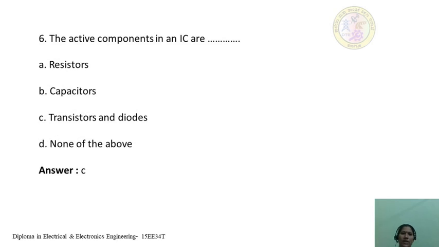The active components in ICs are option A, resistors, option B, capacitors, option C, the transistors and diodes, option D, none of the above. The option A, resistors, is basically a passive device. Similarly, option B, the capacitor, is also a passive device. But the question asked here is the active components used in ICs, which are the transistors and diodes. Hence, the right answer for this question is option C, the transistors and diodes.